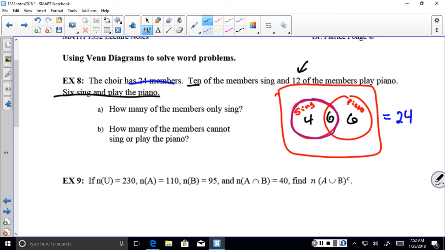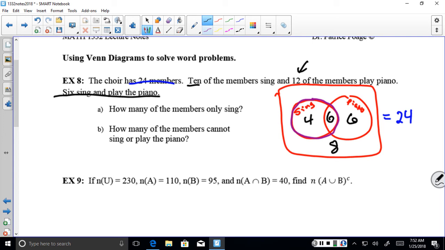People in the choir who don't sing or play the piano. So we're kind of wondering why they're in the choir, but they're there. How do we find how many people are there? Subtract it, right? 24 minus 4 minus 6 minus 6. And we get, help me here, 8. It's early morning.